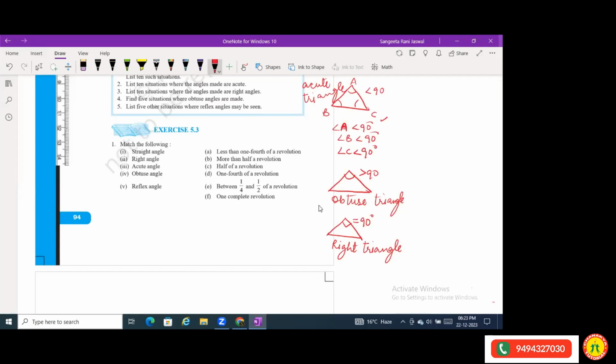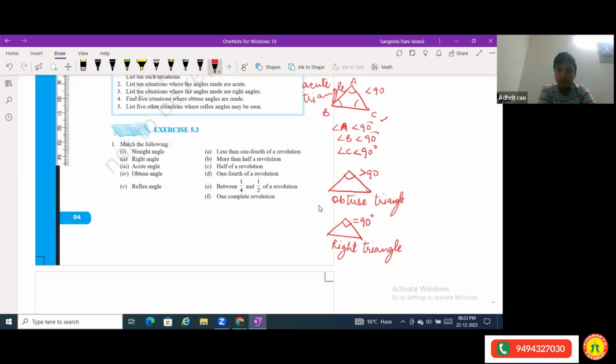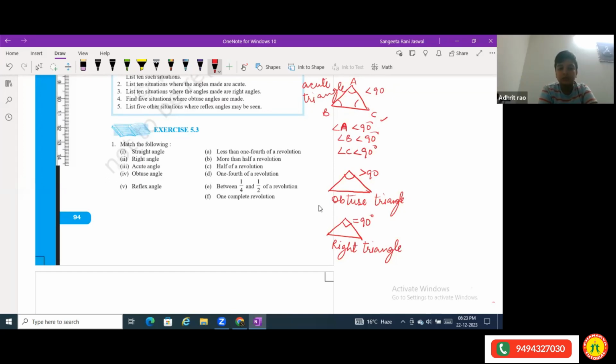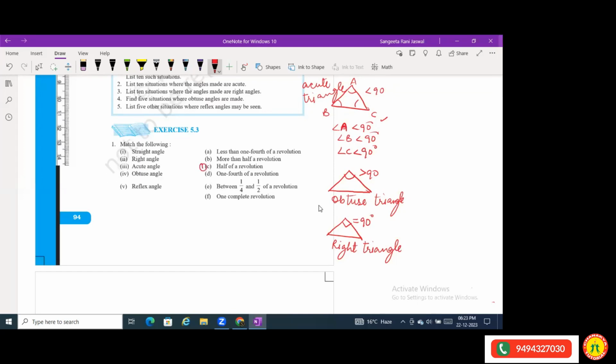Adrit, you give me the first answer. Straight angle. Ma'am, is it half of a revolution? Okay, half of a revolution. Yes, that's right. Next, Charvik, give me the next answer. Right angle. I'm between 1/4 and 1/2. No.